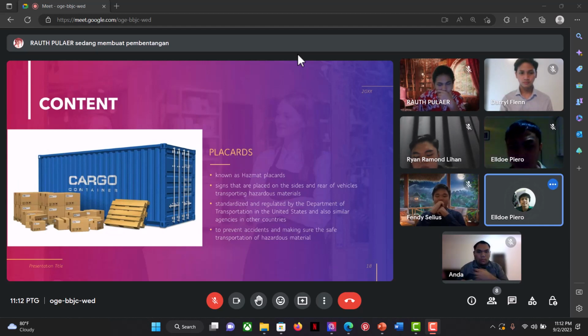So, I will explain the 9 types of placards as smart signage.